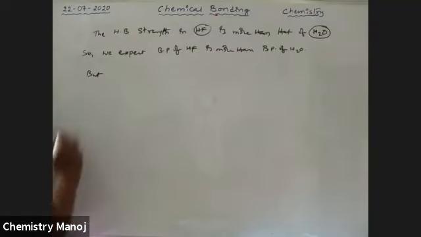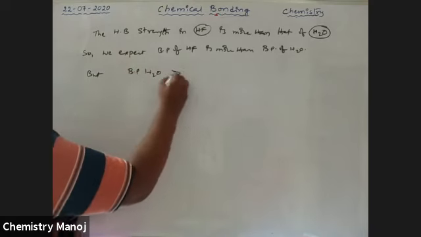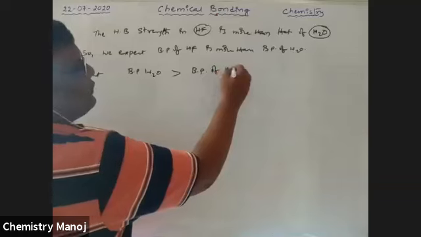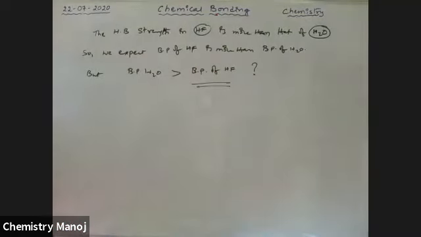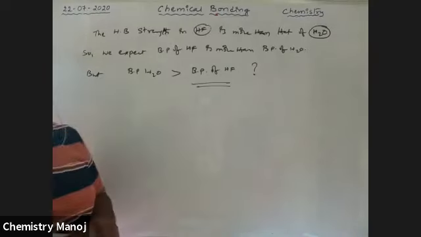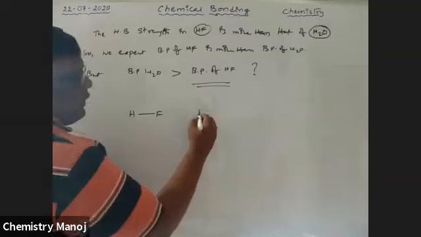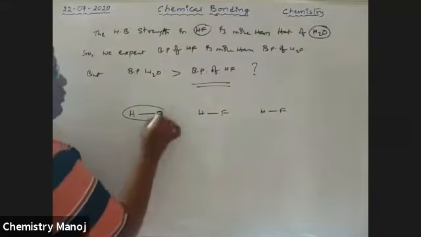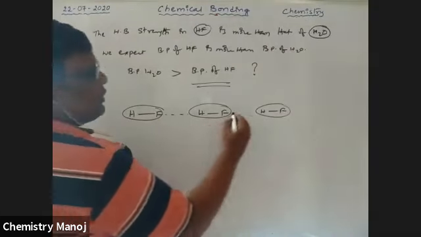But the boiling point of H2O is greater than the boiling point of HF. Why? This is the question. Did you catch my point, my dear boys? See here, I already told you, there is HF like this. This is an HF molecule, this is an HF molecule, this is an HF molecule. There is hydrogen bond, there is hydrogen bond.